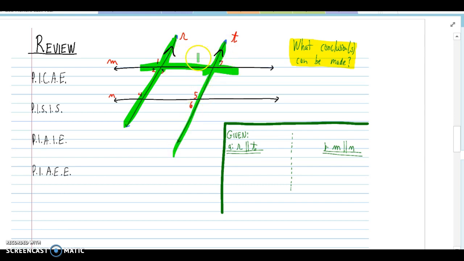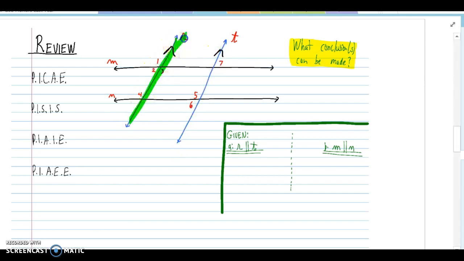I don't see any corresponding angles for PICAE up here. If I look at PISIS, there's no same side interior angles. There's no alternate interior angles. 2 and 7 are alternate exterior angles. So using PIAEE, we could say measure of 2 equals measure of 7.